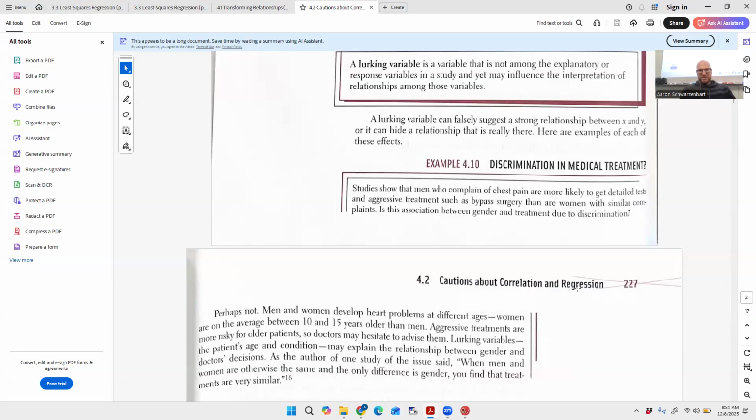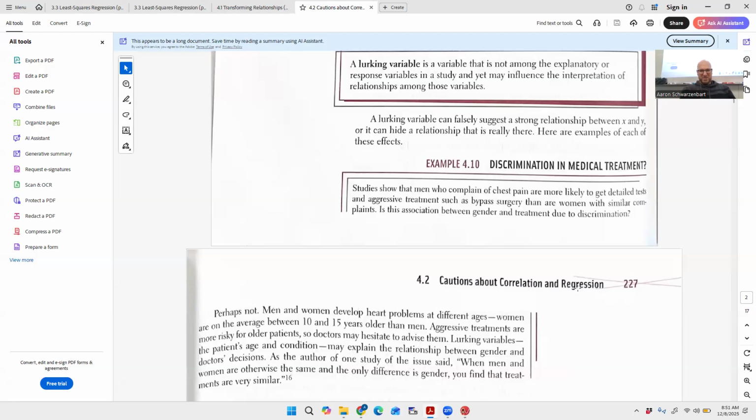Discrimination in medical treatment. Studies show that men who complain about chest pain are more likely to get detailed tests and aggressive treatment, such as bypass surgery, than women with similar complaints. Is this association between gender and treatment due to discrimination? The answer is actually no. It sounds like it.